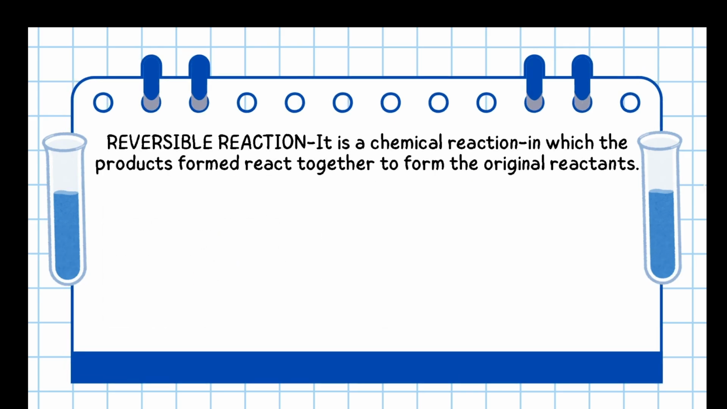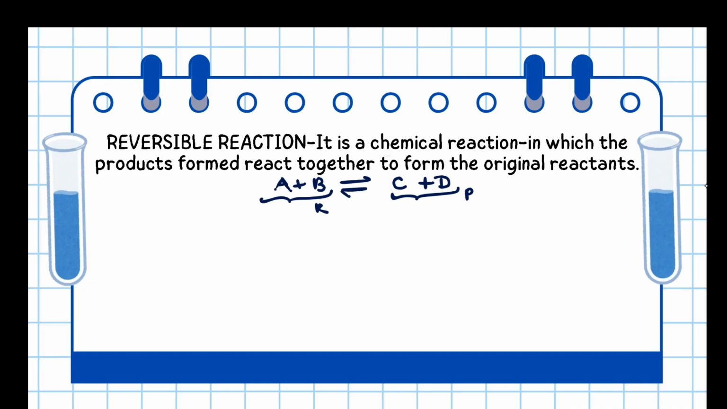First of all, we are going to see what a reversible reaction is. It is a chemical reaction in which the products react together to form the original reactants again. For example, if reactant A is reacting with B, it is forming the products C and D, and again they can change back to form the original reactants, A and B. A and B are the reactants, C and D are the products.